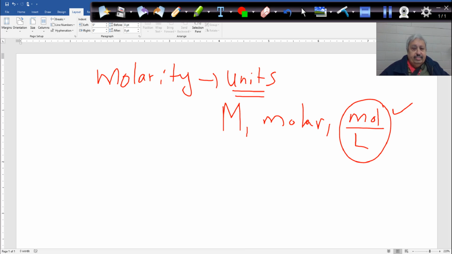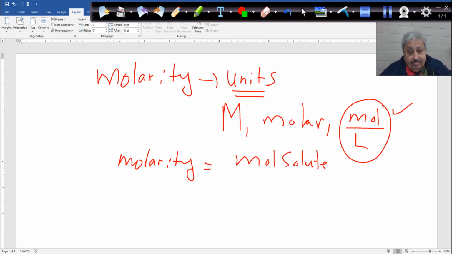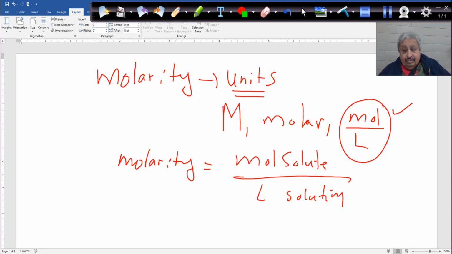So the molarity is a ratio. All this, the formulas in chemistry and physics are really ratios. So the molarity is ratio between what? Between mole of the solute divided by liter of the solution, volume, liter of the solution, mole per liter. So it says mole per liter.